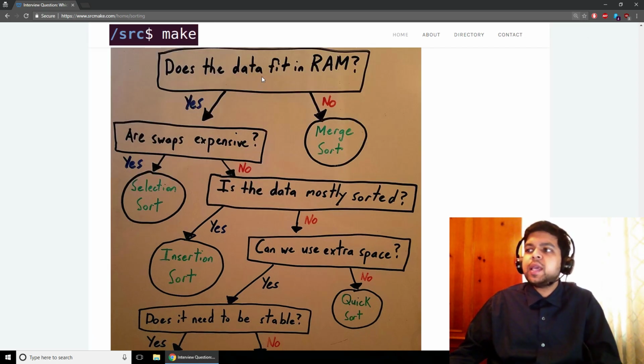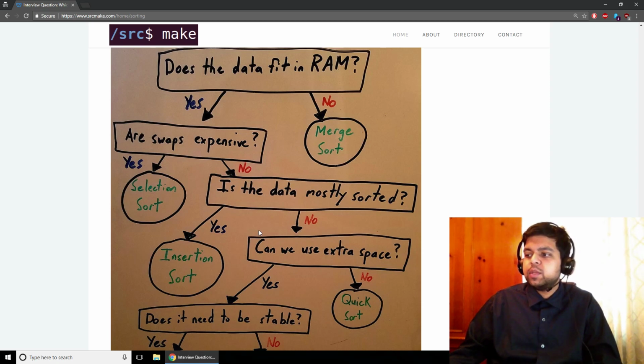Does the data fit in RAM? If the answer is no, if the data is a lot, then we should use merge sort. And if it does fit in RAM, then we should ask ourselves, are swaps expensive? If swaps are expensive, then we should use selection sort, because selection sort is good for that situation. If swaps aren't expensive, then what we care about is whether the data is mostly sorted. In that case, we should use insertion sort.